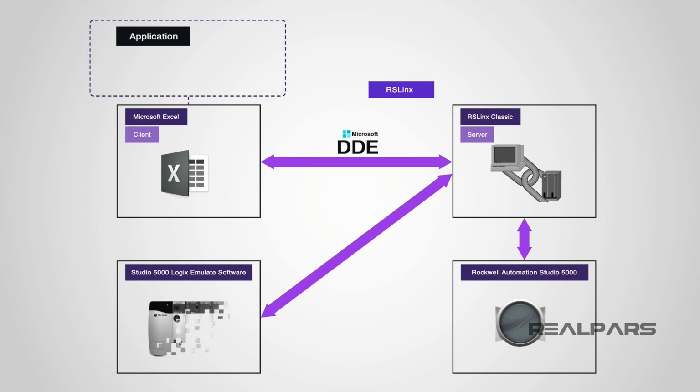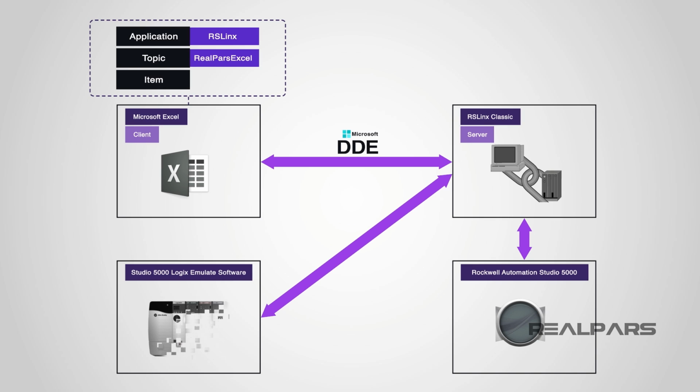For example, RSLinx. The topic, the subject of the conversation, is created by the user and should be something which makes sense. For example, RealPars Excel. And the item. Any number of different items may be referred to identify data to be passed between the applications. For example, Excel recognizes cell references as items, and RSLinx recognizes program tag names as items.